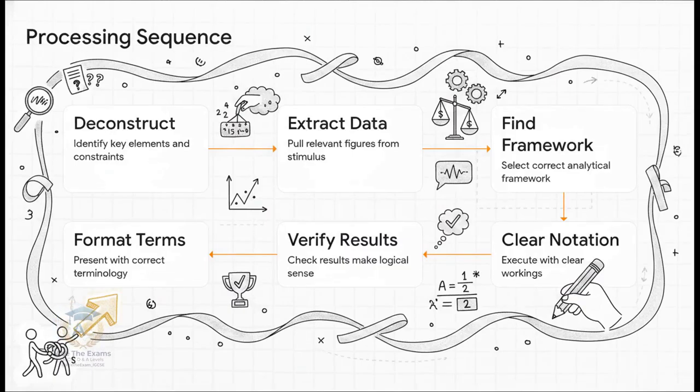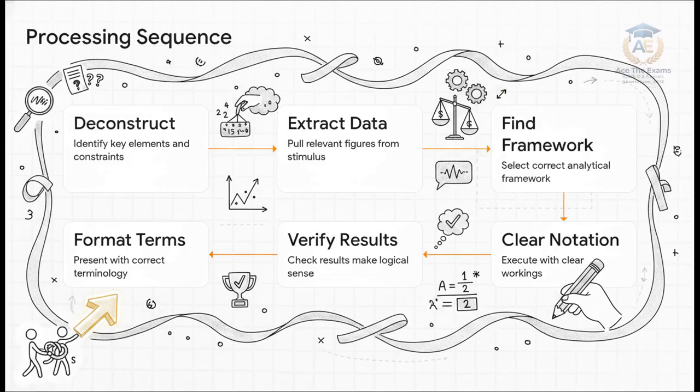If you want to transform a messy, time-wasting answer into a flawless, full-mark response, you need to follow these 6 steps religiously. Step 1, deconstruct the question. Circle that command word we talked about and identify the business context. Step 2, extract the data. Pull only the relevant figures so you aren't distracted. Step 3, select your framework. Decide exactly which ratios are actually needed here. Step 4, execute clear notation.